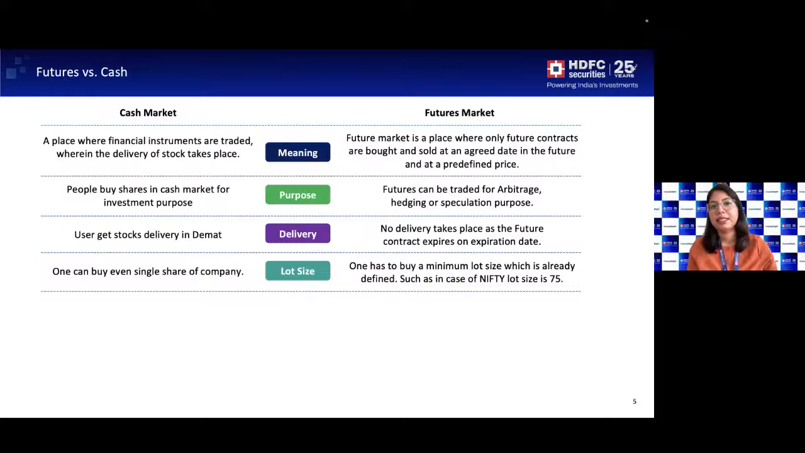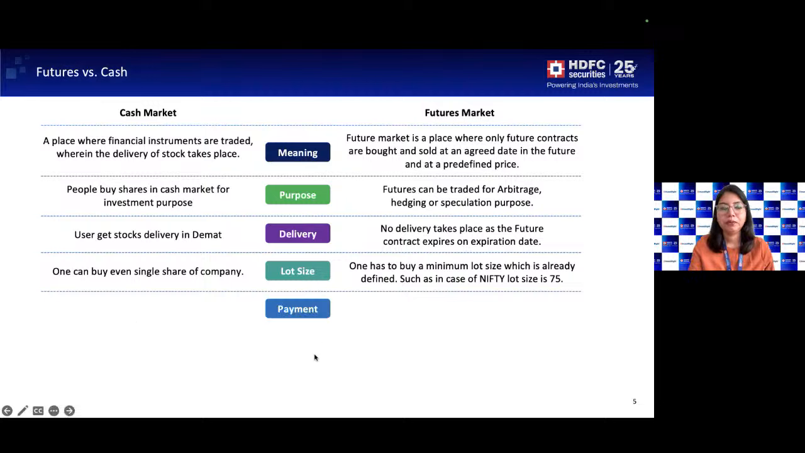For Reliance, the lot size is 500. So when you want to participate in that particular contract, you have to go by the lot size. So if you want to buy more quantity than 75, you can go for 2 lots, 3 lots, like that. But you can't take an odd quantity here.